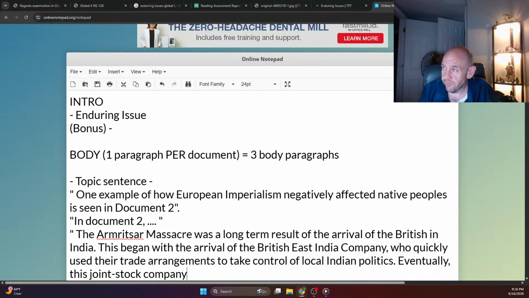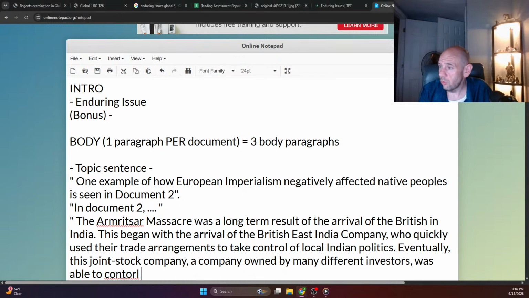Now, do I know what a joint stock company is? Absolutely. Should you define it? Absolutely. The goal is not to tell the reader what the reader knows. The goal is to demonstrate you know what you're saying. So if I was a student, I would say something like, this joint stock company, a company owned by many different investors, was able to control the entire country of India. That's a good amount of outside information there.